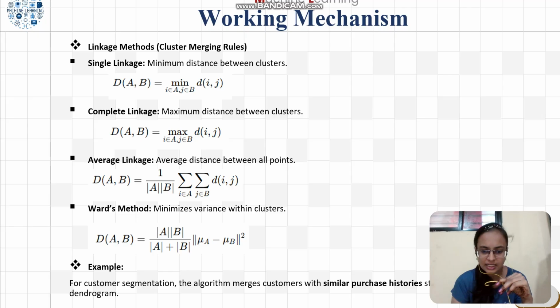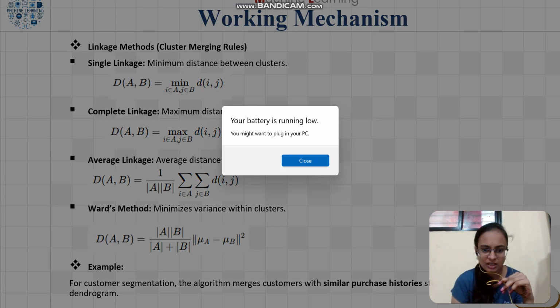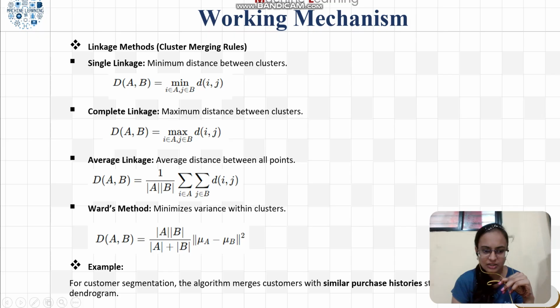The first is single linkage, based on the closest pair of points between clusters. Then complete linkage, which is based on the farthest pair. The average linkage, which calculates the average distance between all the points. The Ward's method, which is used to minimize variance within the clusters. So, for example, in customer segmentation, the algorithm merges customers with similar purchase histories step by step using the dendrogram.